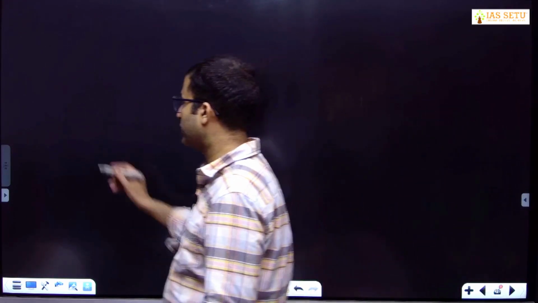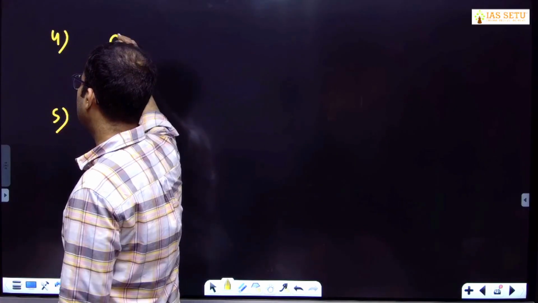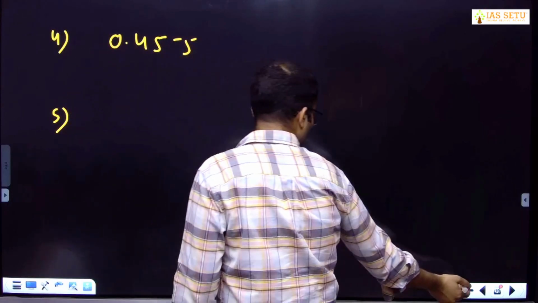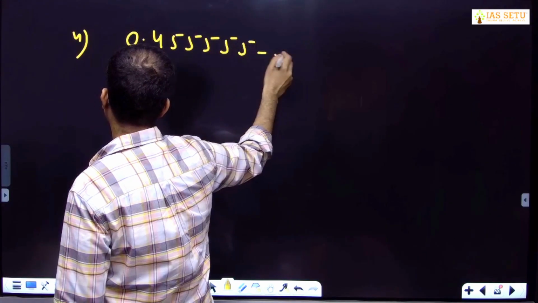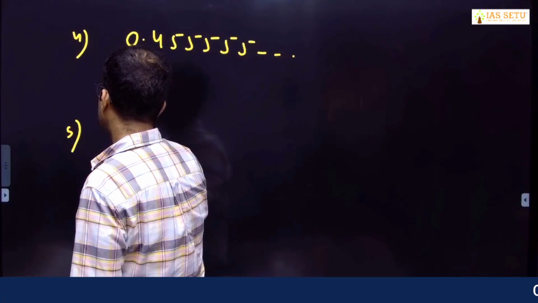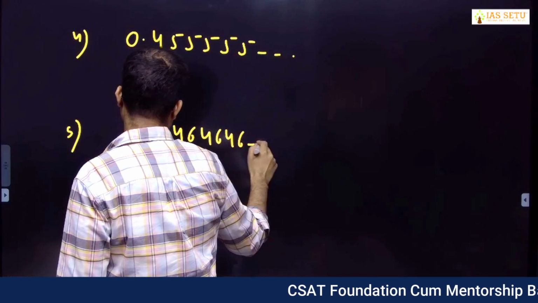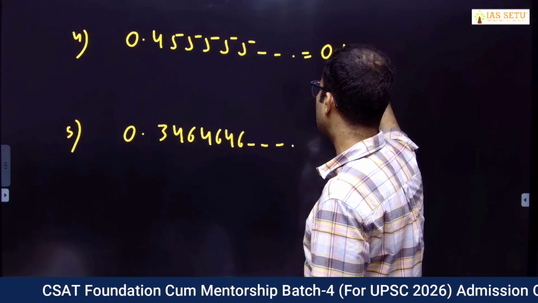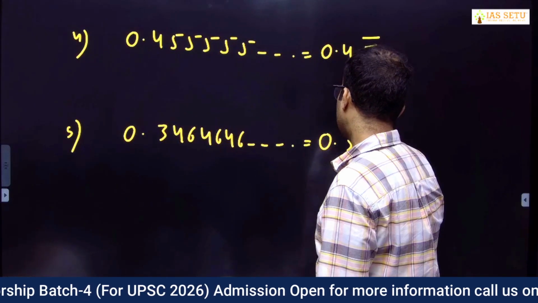I will solve 2 more examples for you step by step. Question number 4, question number 5. Question number 4, 0.45555. Question number 5 is 0.3464646. First we express it as 0.4 bar on 5. It is 0.3 bar on 46.